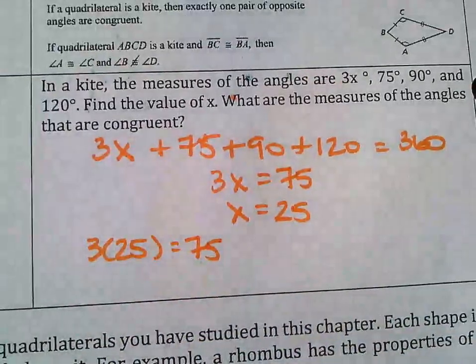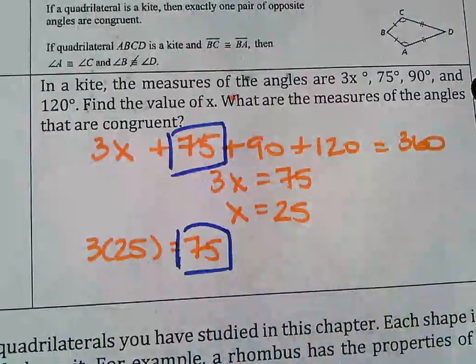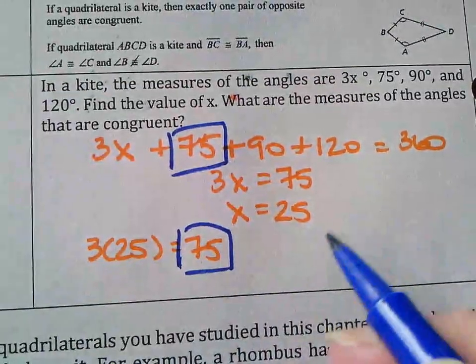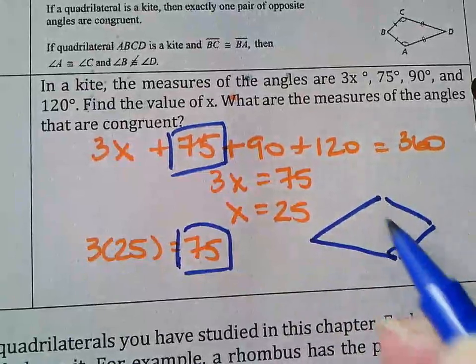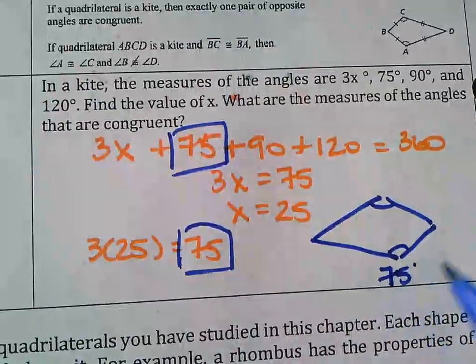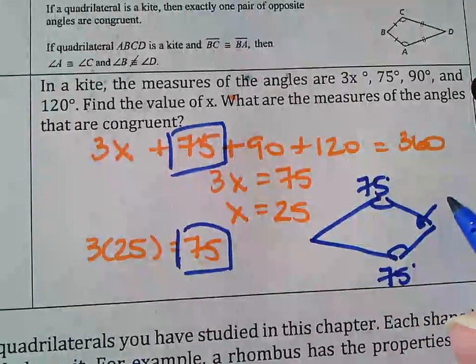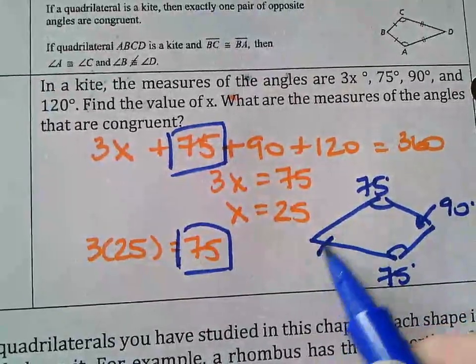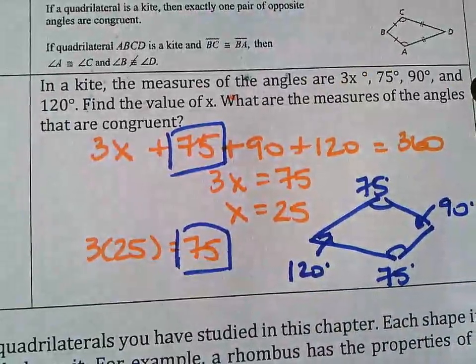So the two angles that are congruent to each other are 75. So that means you have a kite. This and this are 75. And these angles would be the ones that are 90 and 120. Just to give you a quick picture.